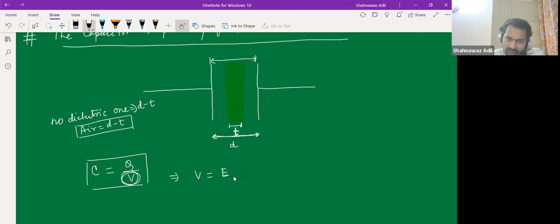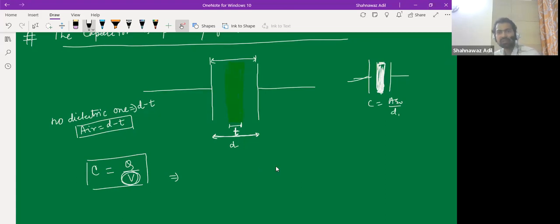E of air we can take as sigma by epsilon naught, but that is the case when we have air only. Now the capacitor is partially filled with this dielectric, so the potential would be different because of this dielectric. We have this dielectric of this thickness.